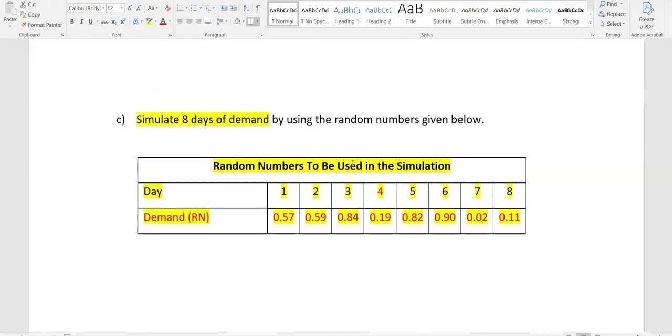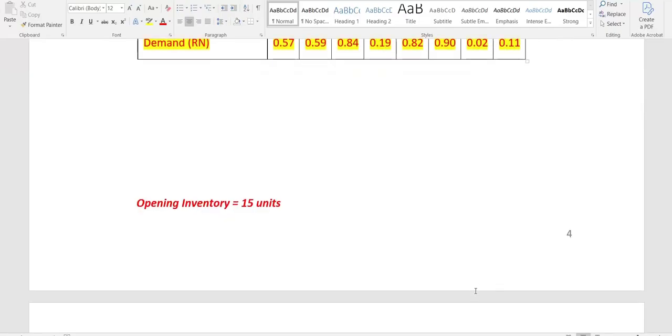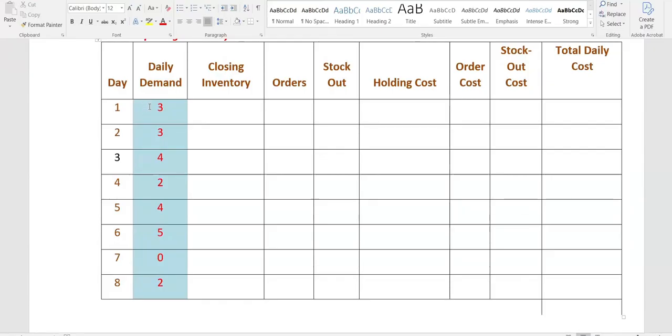Then in part C, we're asked to simulate 8 days of demand, which means predict 8 days of demand using the random numbers that we're given. So we're given random numbers for 8 days here: 0.57 for day 1, 0.59 for day 2, and so on. And we're also given this table to complete. The first thing we did was to generate the daily demand column, before anything else in the table.